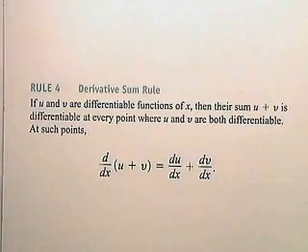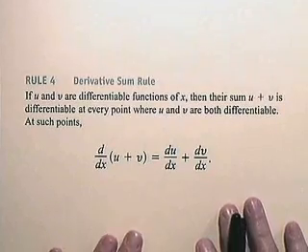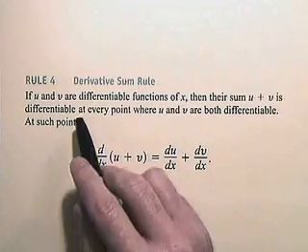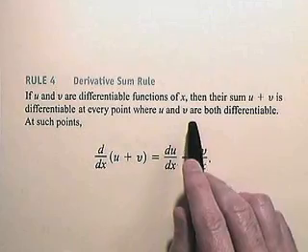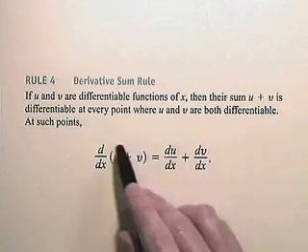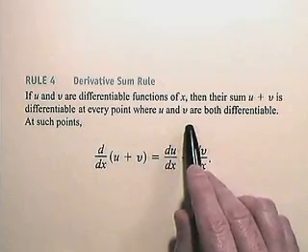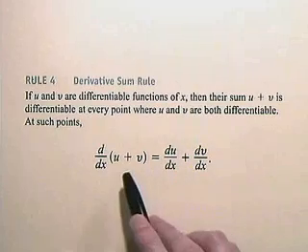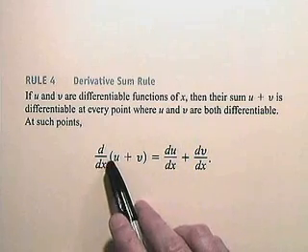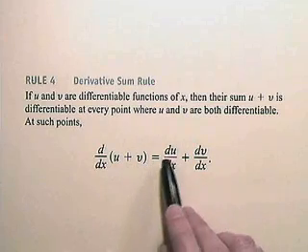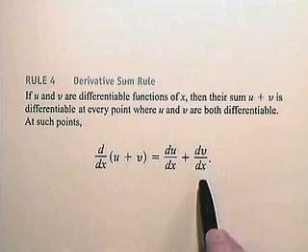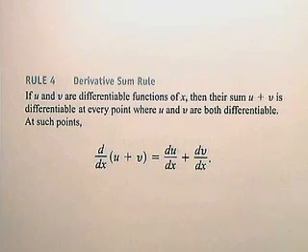The fourth rule is the sum rule. The fourth rule says, if u and v are differentiable functions of x, then their sum u plus v is differentiable at every point where u and v are both differentiable. At such points, d by dx of u plus v is du dx plus dv dx. What this is telling us is that if we have a sum of terms, we just differentiate each of the terms and then add the results correspondingly.